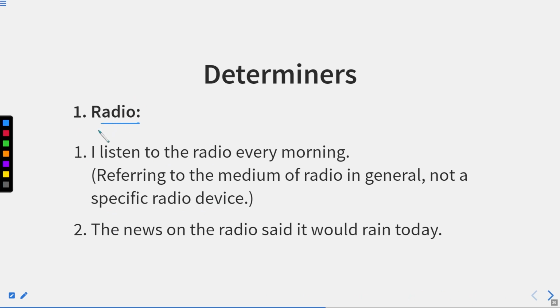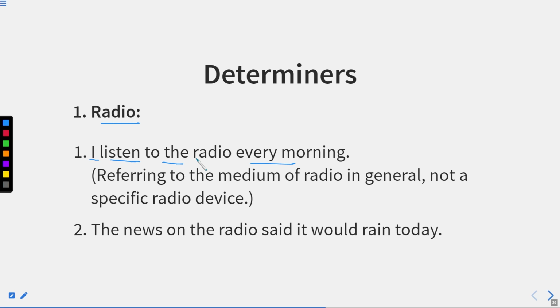For example, there is the word radio. Now, let us see the sentence. I listen to the radio every morning. Now, I'm not talking about a radio. I'm listening to whatever comes through this medium. Radio is behaving like a medium there. Suppose a show is going on and I can listen to that show through the radio, because radio is that medium of communication, or medium of that particular entertainment. So that is only the resource. There I can use the. So, referring to the medium of radio in general, not a specific radio device.